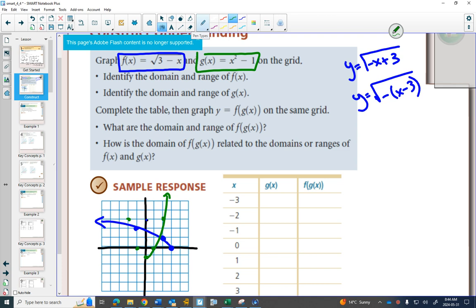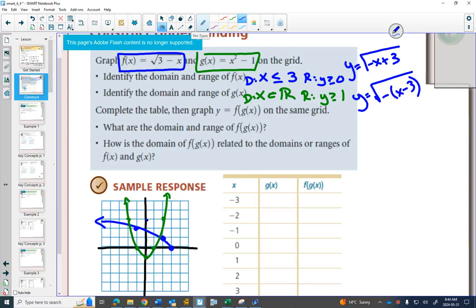So here is x squared minus 1. The domain of f of x is that x is less than or equal to 3. And the domain of g of x was everything. That's your domain. Range, y was bigger than or equal to 0, and range was bigger than or equal to 1 for the green one.